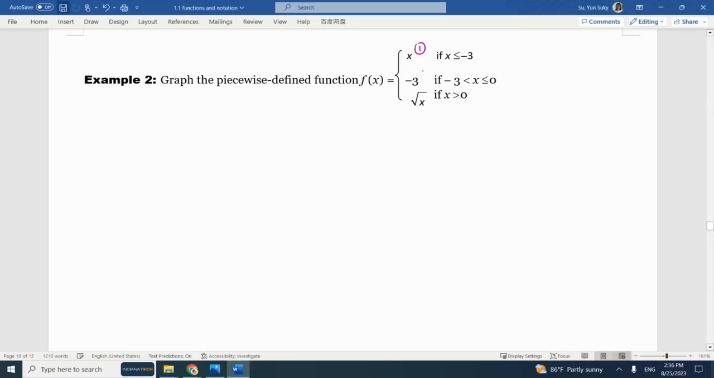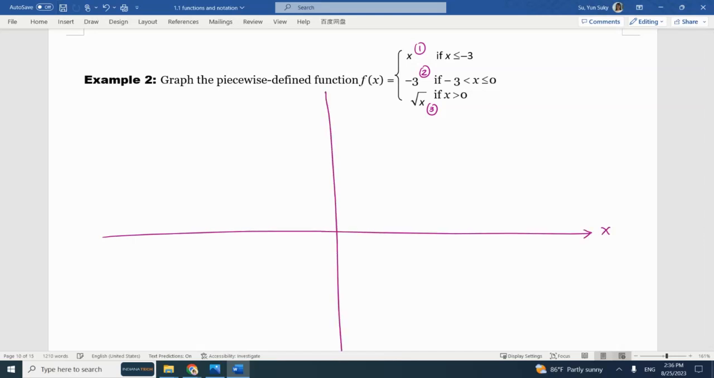Here we have the first, second, and third pieces, right? We draw the real number line, and that's x, and the vertical axis, that's y. Okay, and 0 is the origin. Look at the first piece. X less than or equal to negative 3. Where is negative 3?